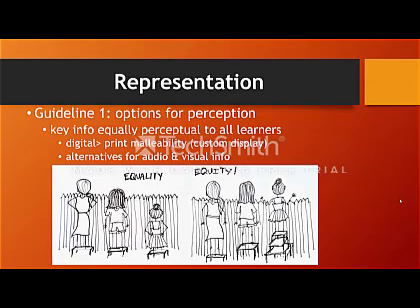Though all the students have the same information, only some of them were able to understand it. This is why it's important to provide multiple means of perception so that our young student here would have been equally able to understand the question at hand.